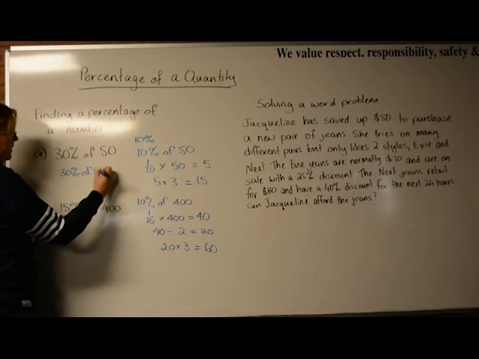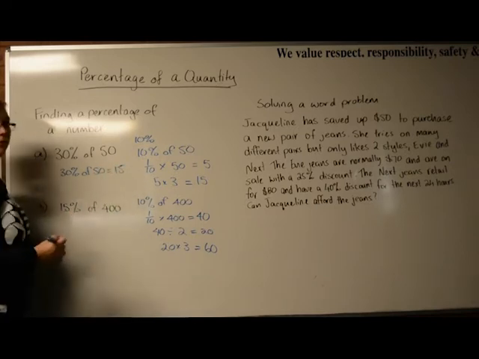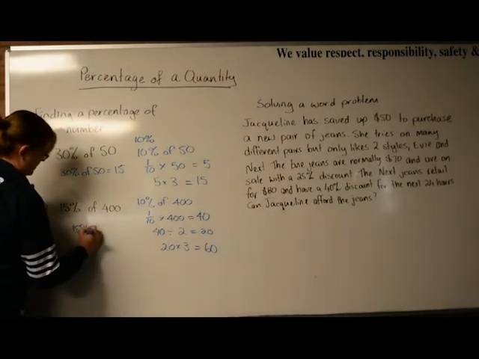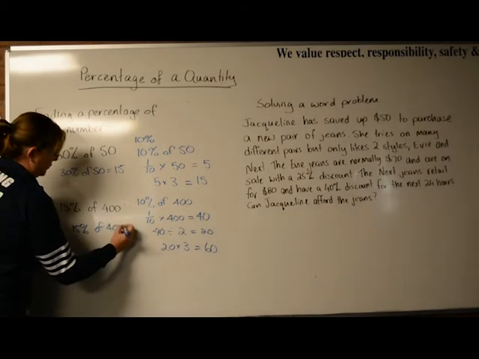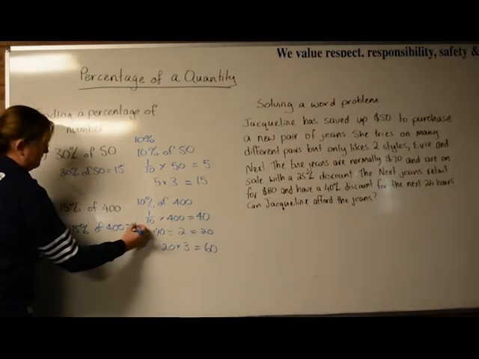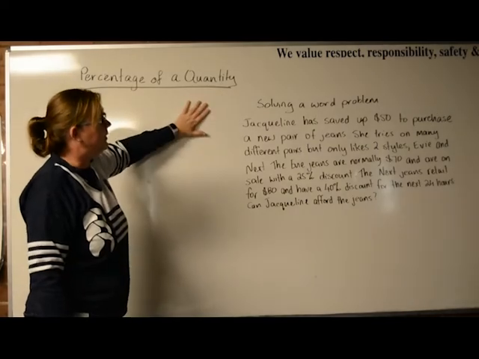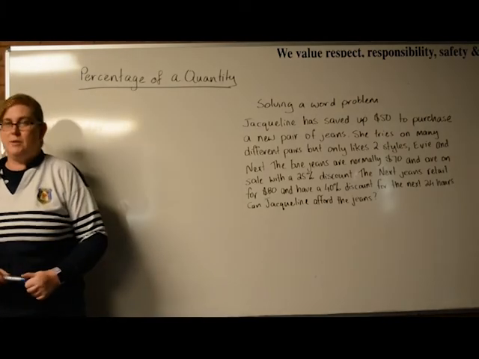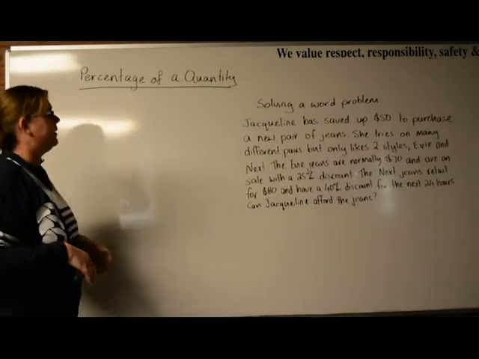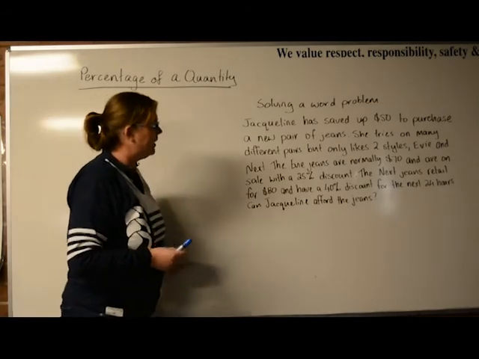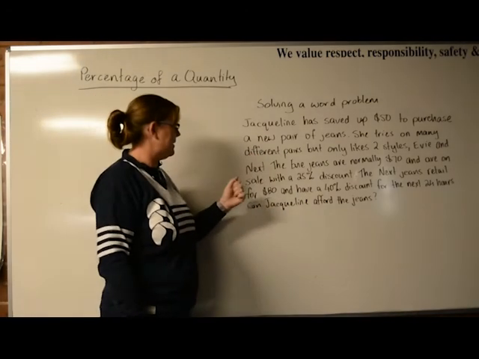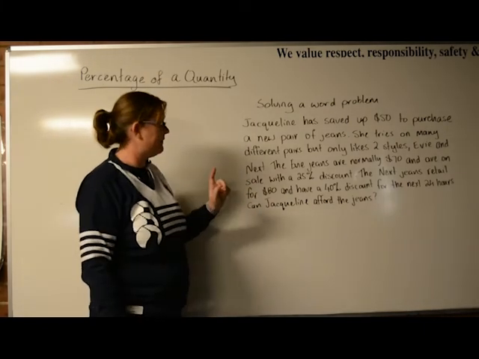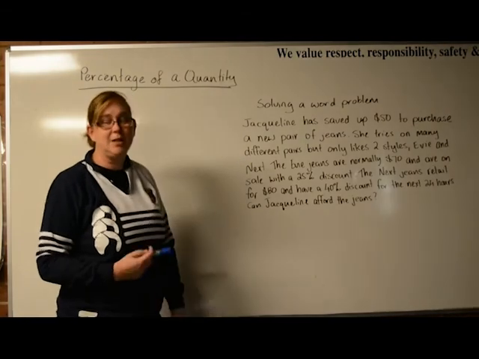So over here, 30% of 50 equals 15. And 15% of 400 equals 60. So now we have our word problem. We have Jacqueline. Jacqueline has $50 ready to go buy some jeans. She tries on a whole bunch, but only really likes 2 of them. One pair is normally $70 but has a 25% discount. One of them is normally $80 and has a 40% discount. Can she actually afford the jeans?